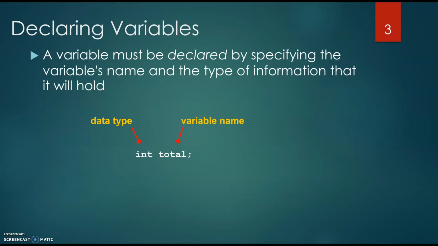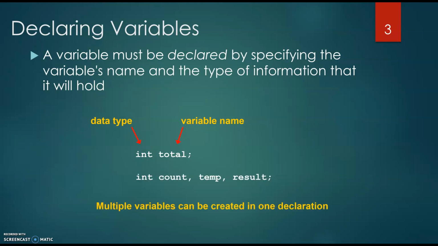So here we've declared an int variable and we've named it total. The data type is int, the variable name is total, and we put our semicolon at the end because we're finished with the statement. Here is an example of declaring multiple variables in one statement. Count, temp, and result are all variables of the same data type, int.